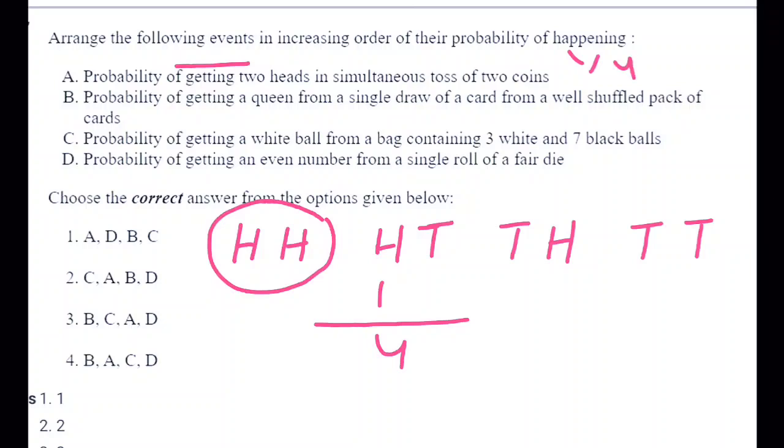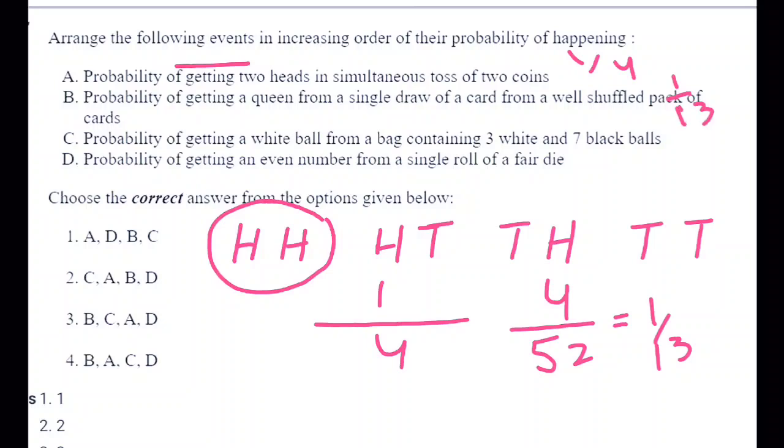Now in the second one, we have to find out the probability of getting a queen from a single draw of a card from a well shuffled pack of cards. Okay, so the number of queens in a deck of cards is 4. So favorable outcomes are 4, and total number of cards is 52. So it is equal to 1 upon 13. So for the second we have 1 upon 13.